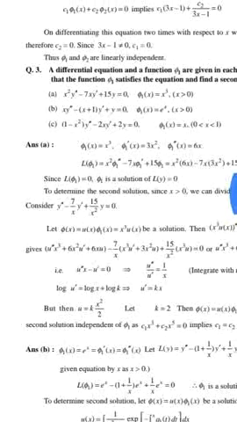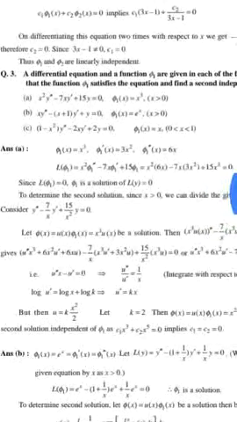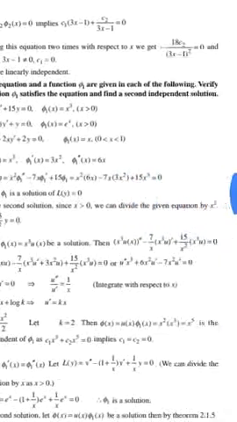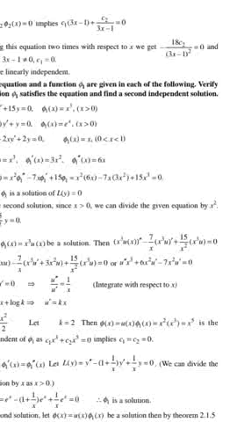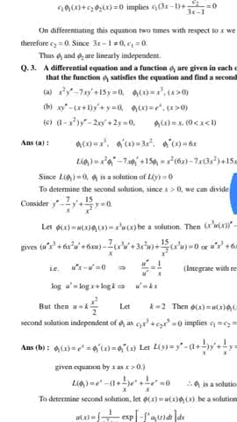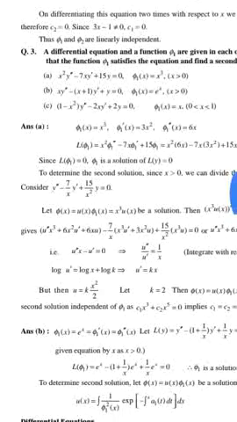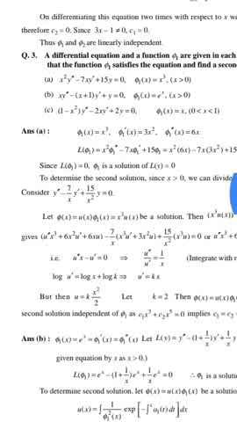Today I will discuss the examples on homogeneous equation with constant variable coefficient. A differential equation and a function phi 1 are given in each of the following. Verify the function phi 1 satisfies the equation and find a second independent solution. x square y double dash minus 7xy dash plus 15y is equal to 0.